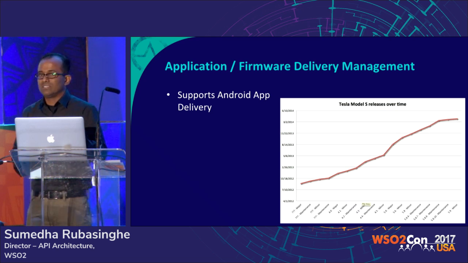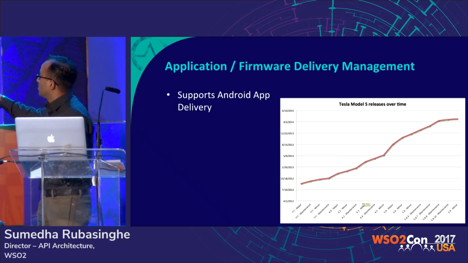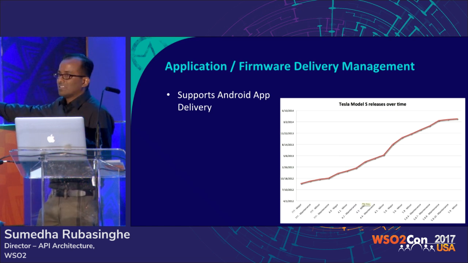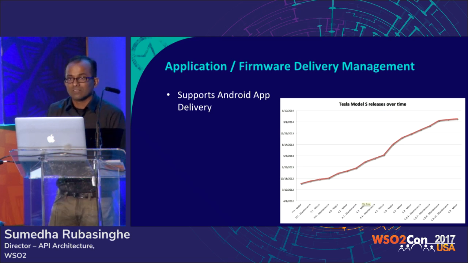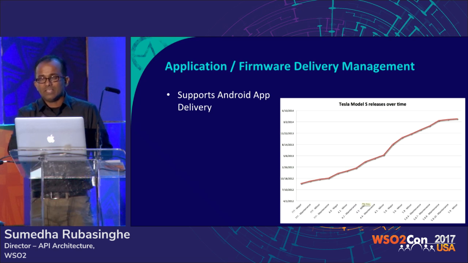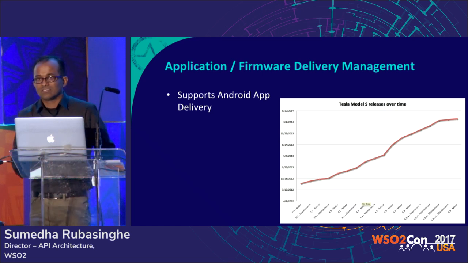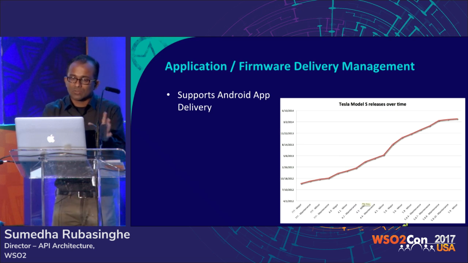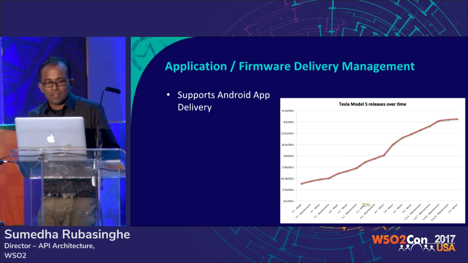At this point, we only support Android application distribution. This is just a chart that I have captured from Tesla. These are the updates that Tesla has pushed for the Model S up until 2014. This particular area is going to be very demanding, because delivering reliable updates and firmware to different devices is going to be crucial. Something that you have to take into consideration when you are developing a device-based architecture.